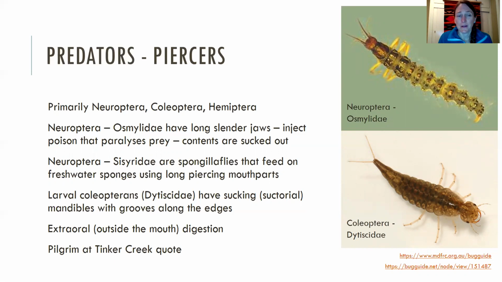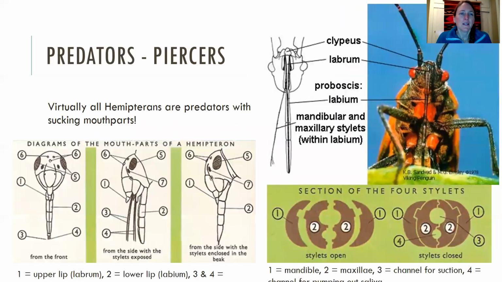There's a really great quote from Pilgrim at Tinker Creek, and I'll just post the quote, but it's a really great few paragraphs that talk about piercing predators. So most hemipterans are also piercing predators, and I just wanted to try to explain how their mouth parts work a little bit.